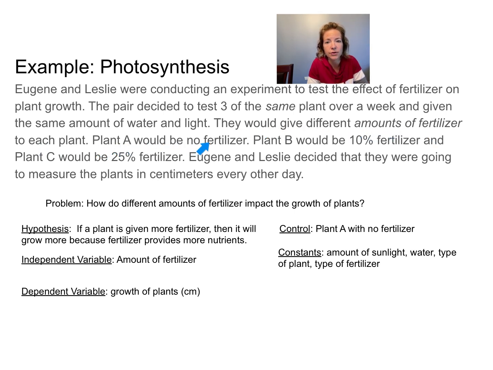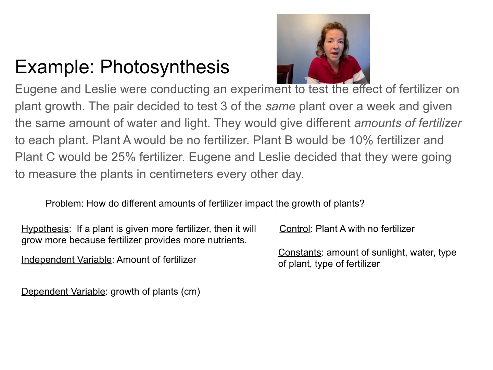Plant A received no fertilizer, plant B 10%, and plant C 25%. Eugene and Leslie decided they were going to measure the plants in centimeters each day. So here's the problem. They want to determine the effect of fertilizer on plant growth. That's actually in the very first sentence.